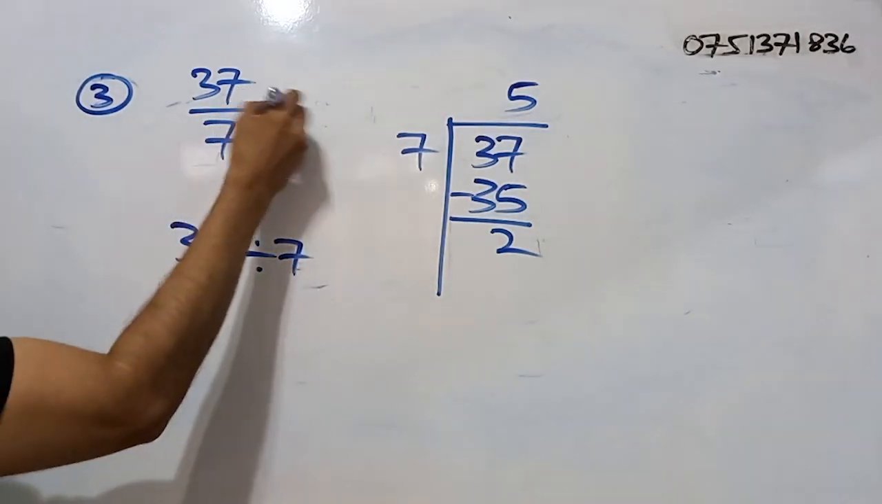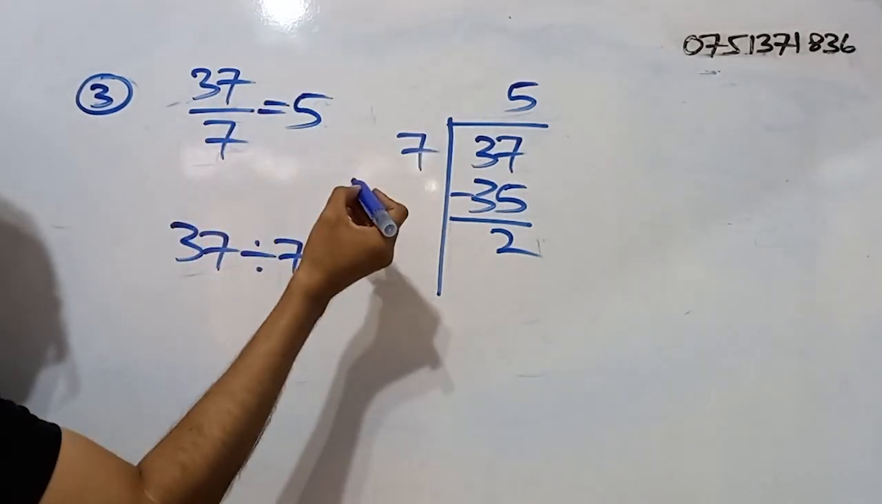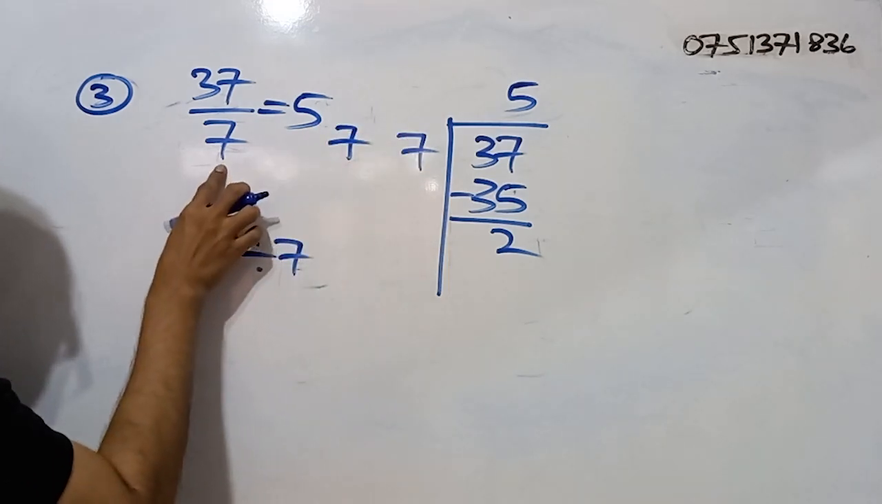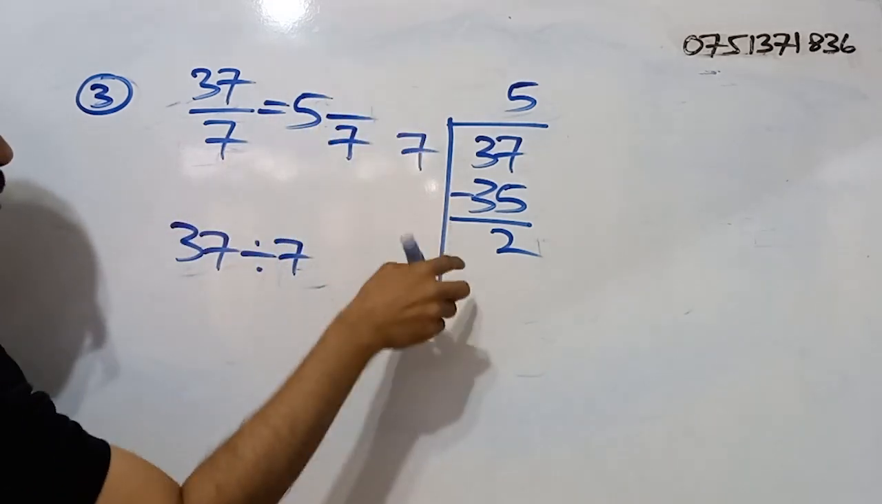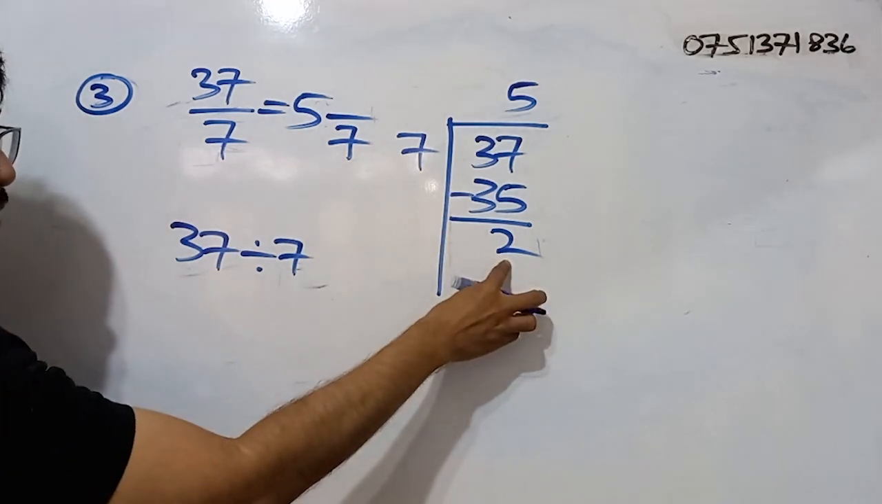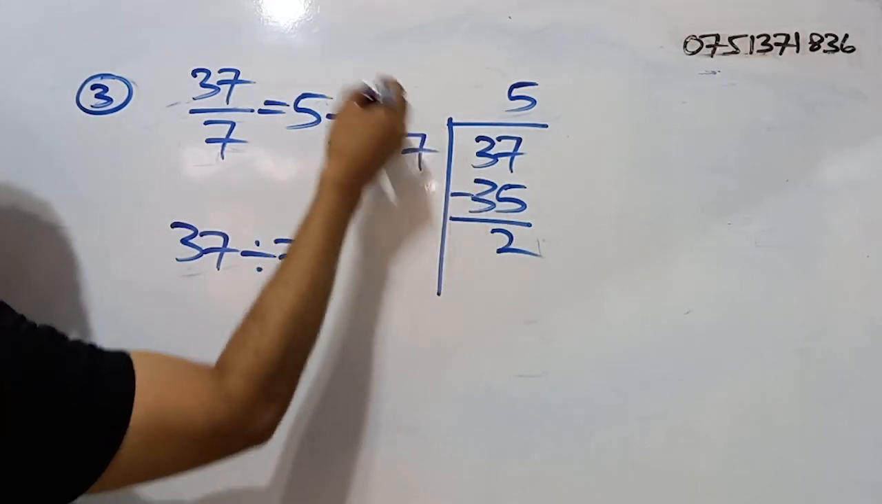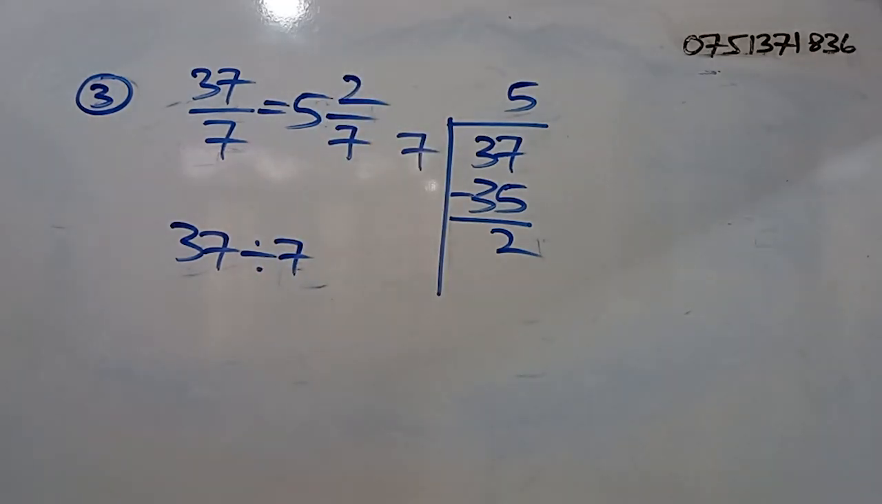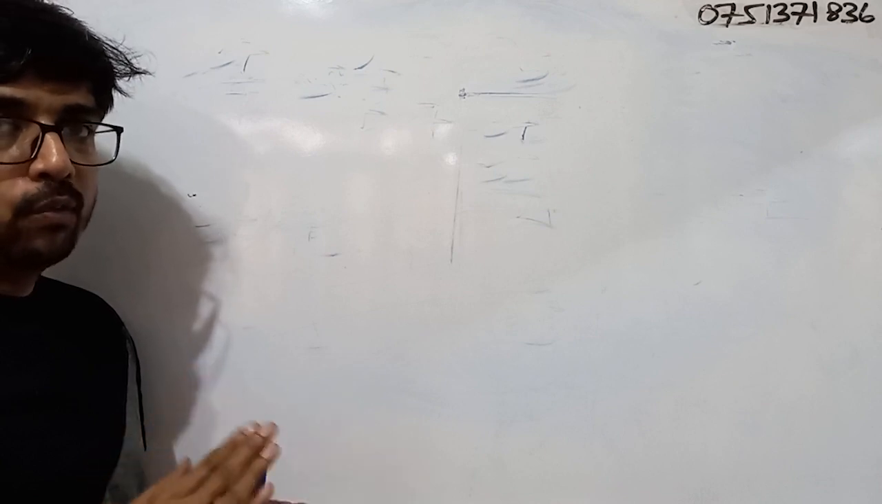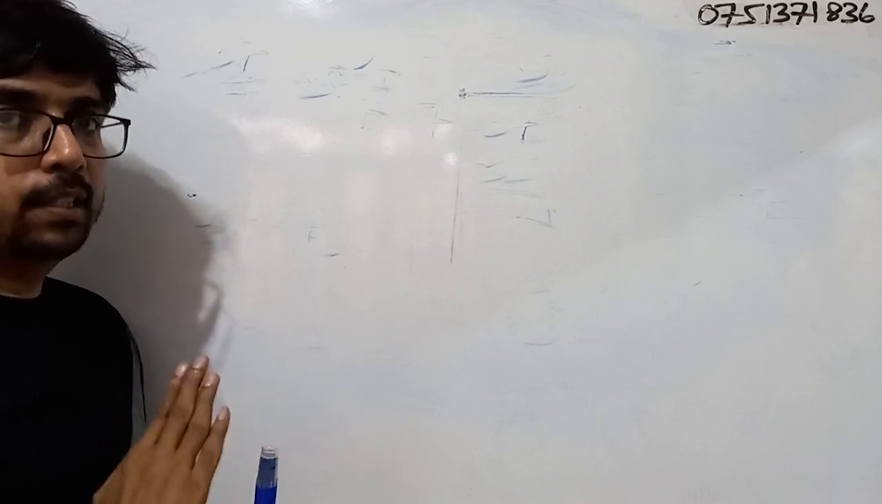Right? So the quotient will be the whole number part. The denominator will be the same. In this case, it is 7. What will be the numerator? This number, which is the remainder, which is 2. Okay. So now you have to complete exercise 2.